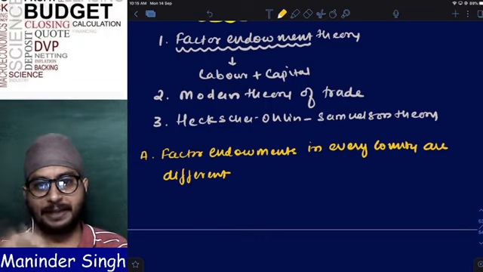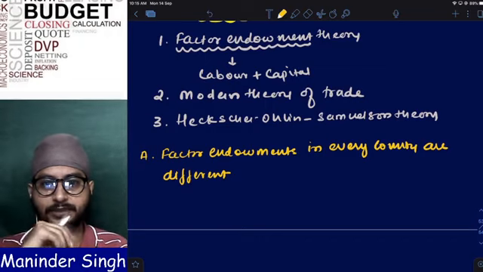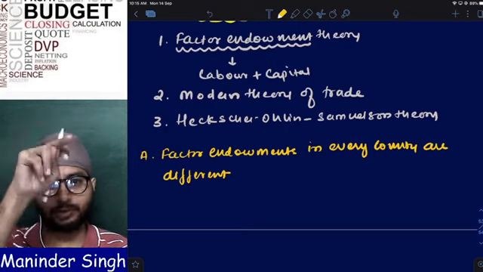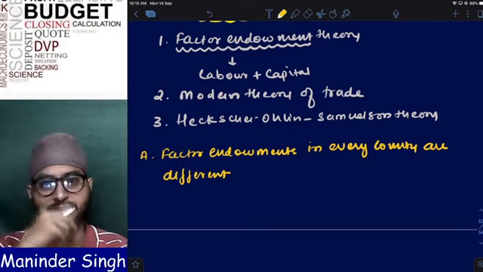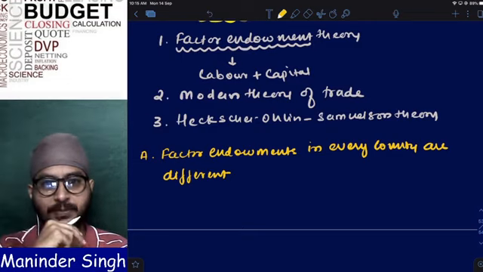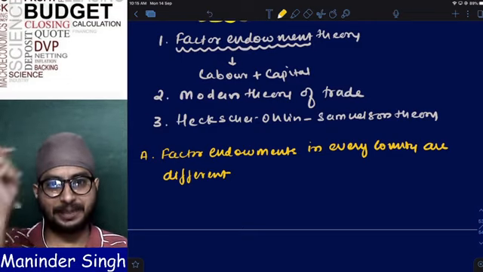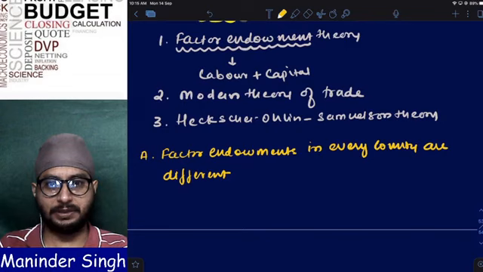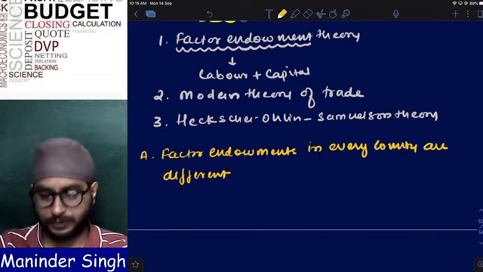Labor is cheap and capital is expensive or not? Is capital expensive or not in India? Yes. Now talk about US. In US, capital is cheap or expensive? In US, capital is cheap? Yes. And is labor expensive there? Yes. Simple. So in every country, factor endowments will be different.